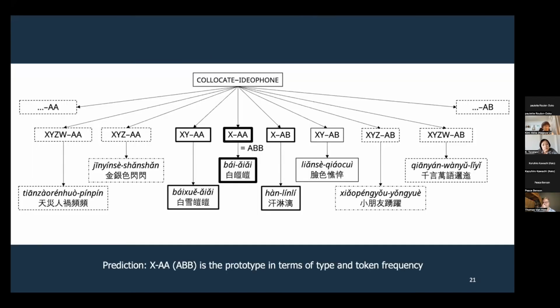So the idea is that we have this network. On top, we have the collocate-ideophone construction, with lower level patterns being XAA, XAB, XYAB, etc. And they all vary in terms of thickness of lines and kind of lines. So the thickest line for XAA, what we would expect is that this would be the most frequent one in terms of type frequency or token frequency. Maybe also for XYAA, XAB, etc.